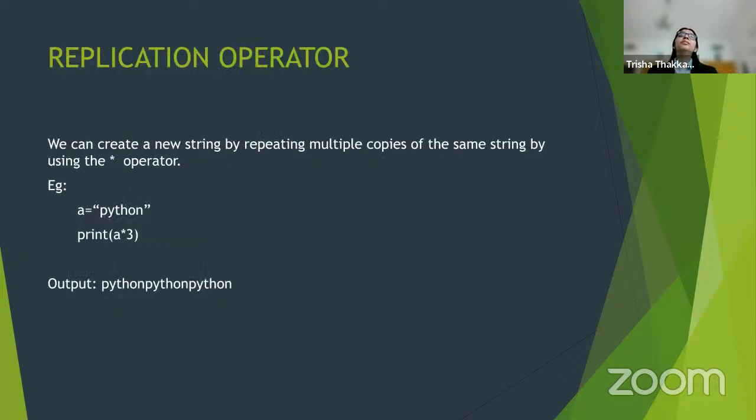Next, we have the replication operator. This is used to create a new string by repeating multiple copies of the same string by using the replication operator. A is equal to Python, and when we print A times 3, it prints the same string 3 times.